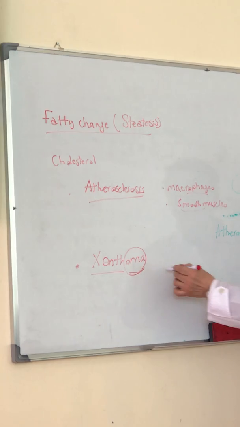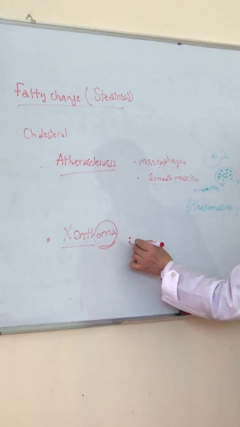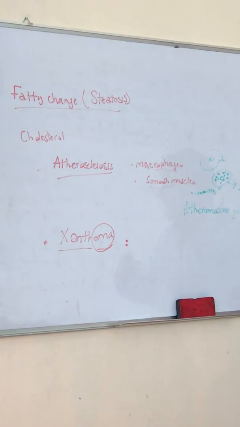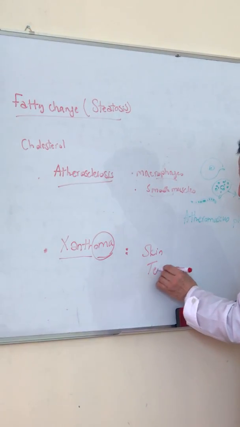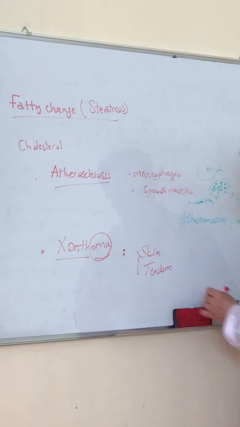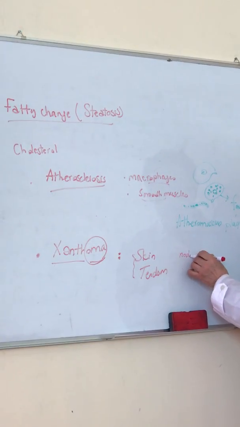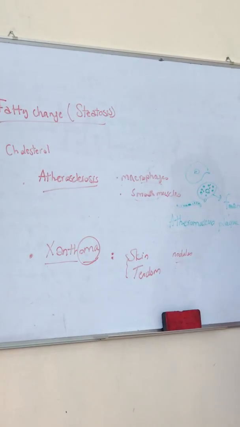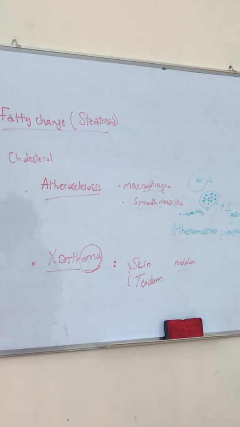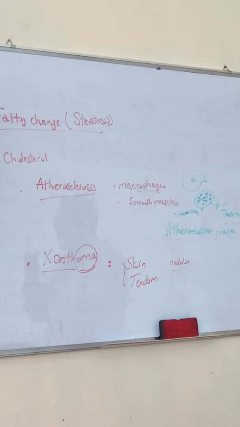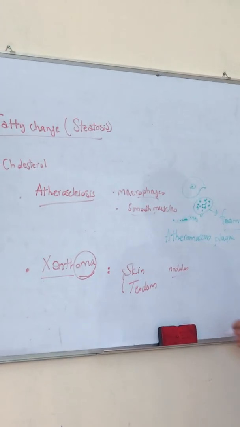Xanthoma is the accumulation of cholesterol and cholesterol esters in the connective tissue under the skin and also in tendons. So this cholesterol is accumulated and makes many nodules and masses. For example, in a familial hypercholesterolemia patient, the patient can have nodular masses on the elbow or on the Achilles tendon. So these are composed of cholesterol.